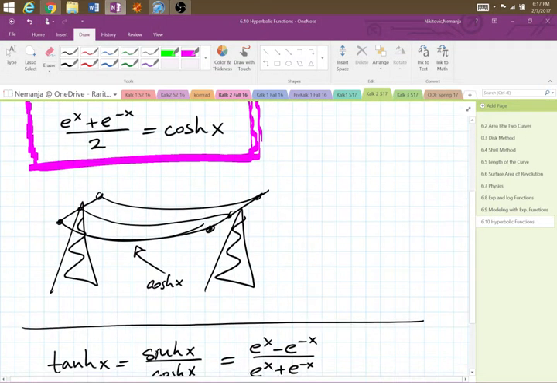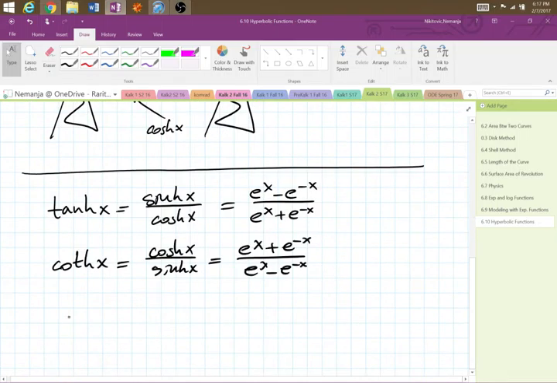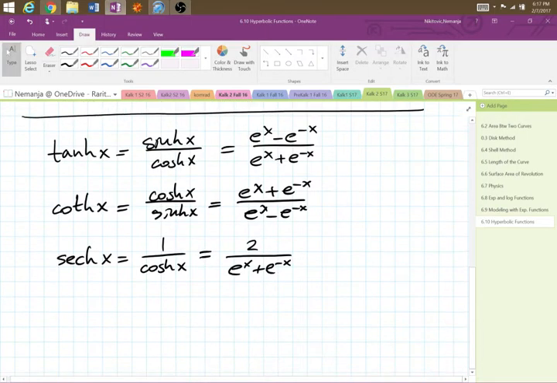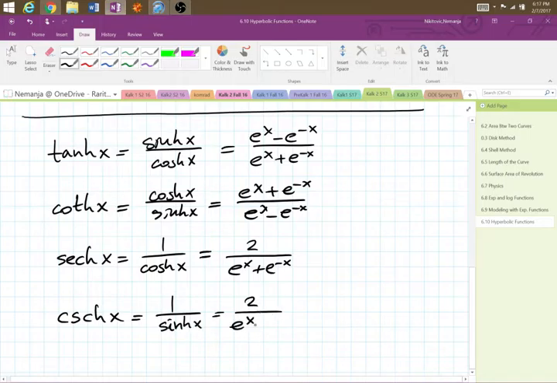And we have secant and cosecant hyperbolic, right? Secant hyperbolic x is 1 over cosine hyperbolic x, which is 2 over e to the x plus e to the minus x. And cosecant hyperbolic x is 1 over sine hyperbolic x, which is 2 over e to the x minus e to the minus x. Done.